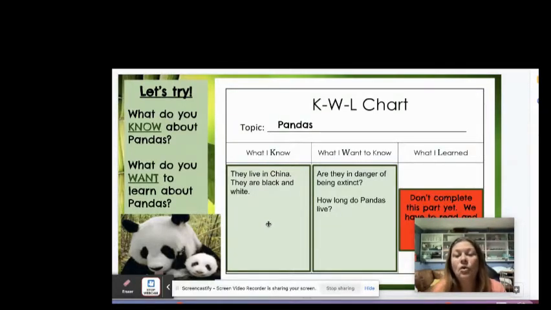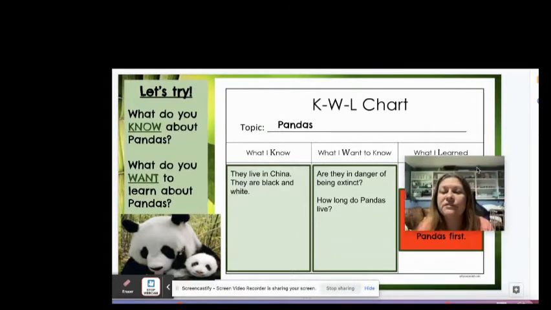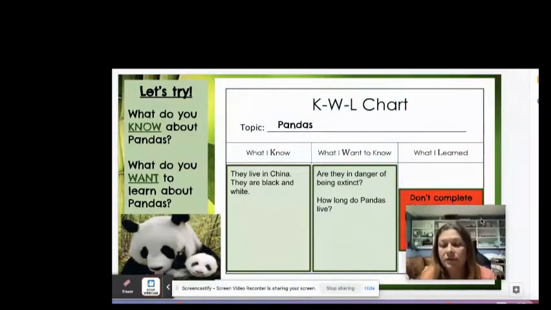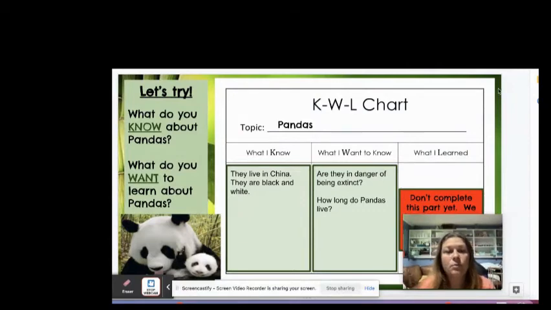Excellent. Now, what I want to know: are they in danger of being extinct? And how long do pandas live? Very interesting. I wonder, how long do pandas live? All right. So at this point, we're not going to fill out this part yet, what I learned, because we haven't read the book, right? So we only complete it after you have read it and after you have learned about pandas. So let's move on.